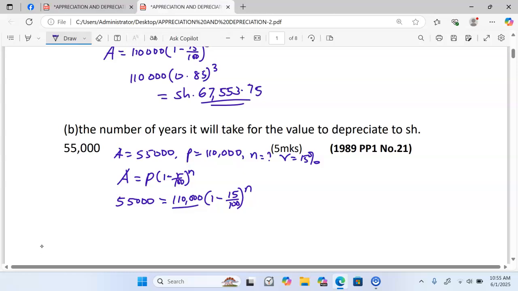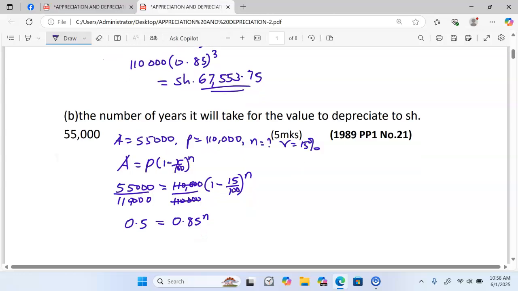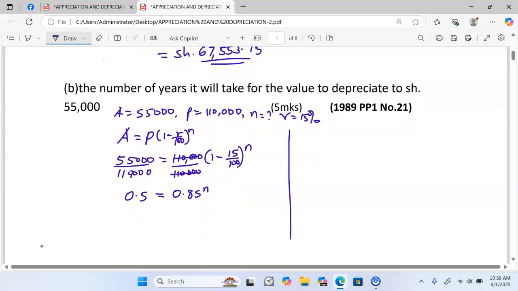We start by dividing both sides by 110,000, such that 110 and 110 cancel. 55,000 divided by 110,000, you get 0.5, which is equal to 1 minus 15 over 100, you get 0.85 raised to the power of n. At this point now, we can introduce the logarithms on both sides. Introduce logs on both sides.